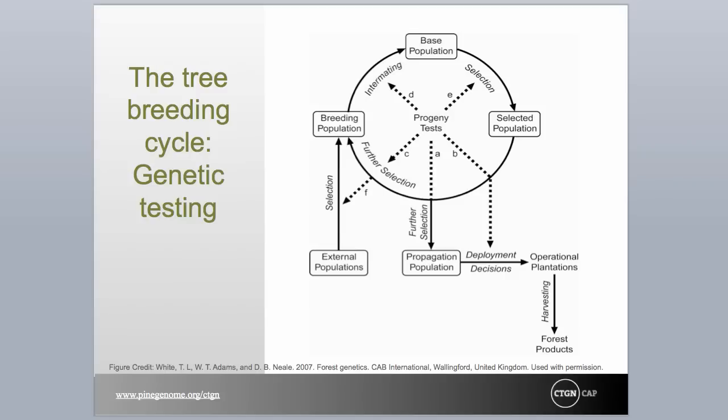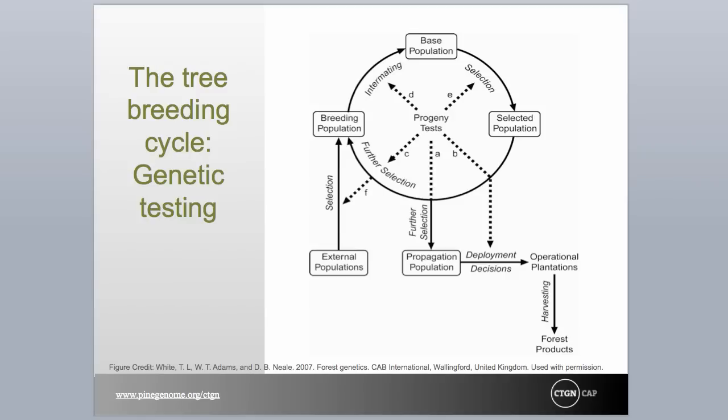Genetic testing is a core activity of most tree improvement activities, as illustrated in the above figure from White et al., 2007. Field layouts and tests set the limits on the precision of parameter estimates. Tests may serve many functions.